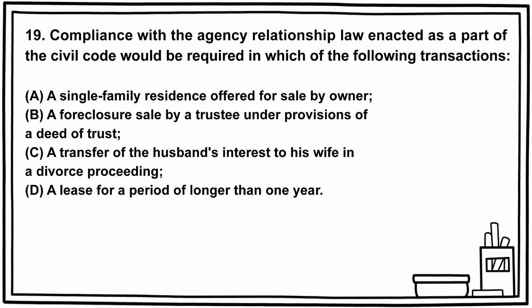19. Compliance with the agency relationship law enacted as a part of the Civil Code would be required in which of the following transactions? A. A single-family residence offered for sale by owner. B. A foreclosure sale by a trustee under provisions of a deed of trust. C. A transfer of the husband's interest to his wife in a divorce proceeding. D. A lease for a period of longer than 1 year.